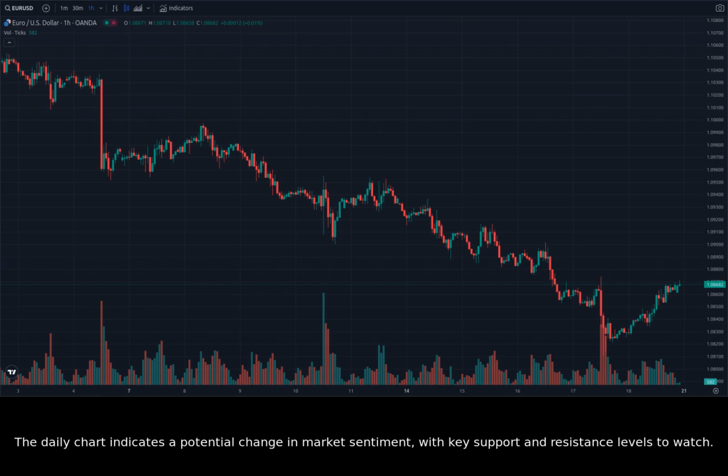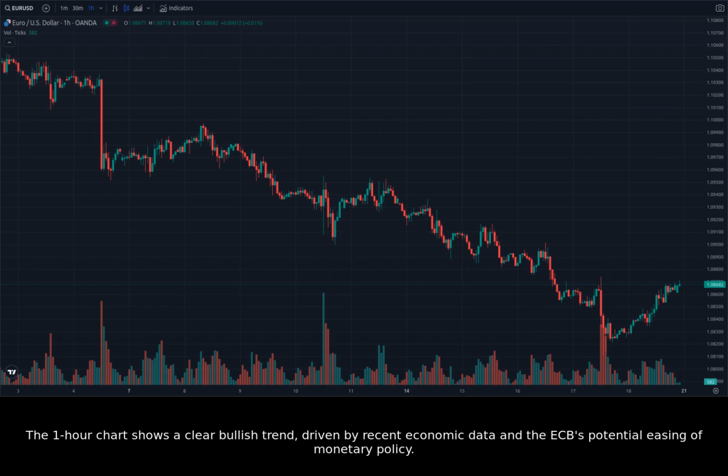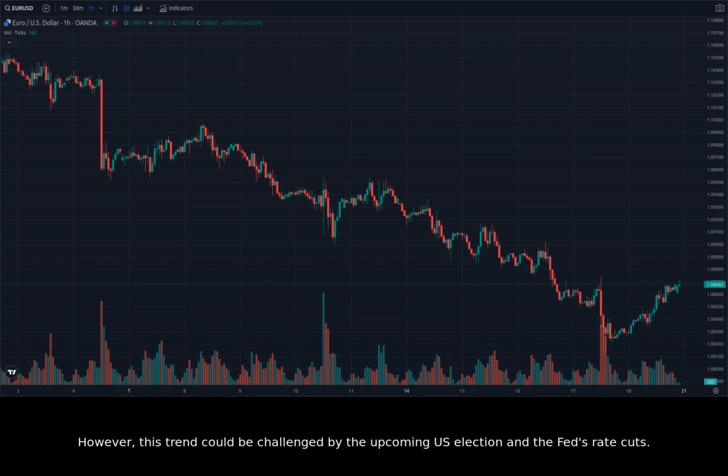The daily chart indicates a potential change in market sentiment, with key support and resistance levels to watch. The 1-hour chart shows a clear bullish trend, driven by recent economic data and the ECB's potential easing of monetary policy. However, this trend could be challenged by the upcoming U.S. election and the Fed's rate cuts.